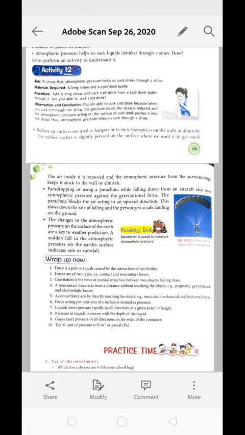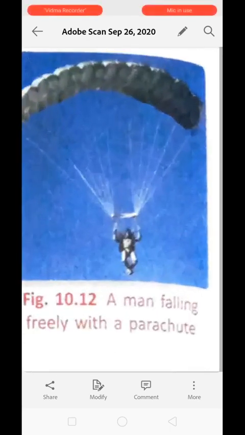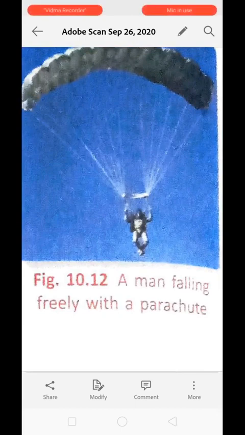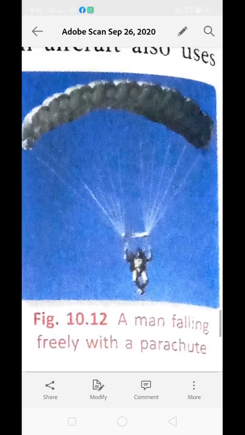Next is paradropping, or using a parachute while falling down from the aircraft, which also uses atmospheric pressure against the gravitational force. Actually, for the person who is falling from the sky with the help of a parachute, two types of forces are acting on the body. Okay, what are the forces? The one which is pulling the body toward the earth's center is the gravitational force, whereas for the second part, can you see the flattened part of the parachute?